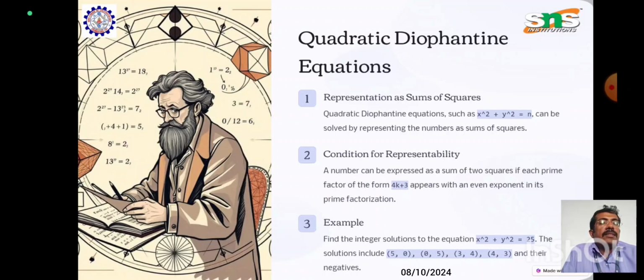You can see one example here. You have a quadratic Diophantine equation, x square plus y square equal to 25, where 25 is the n value. The solutions include (5, 0), (0, 5), (3, 4), (4, 3), and their negatives. So for this particular equation, we get these sets of solutions.